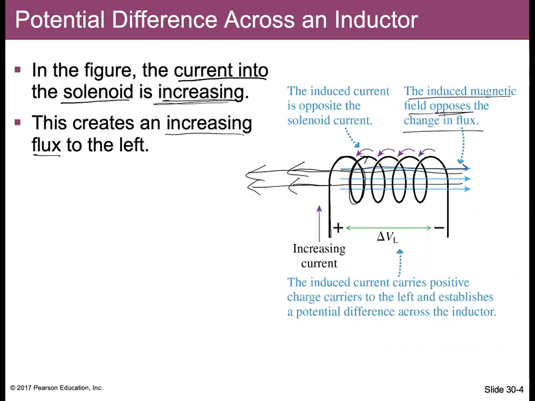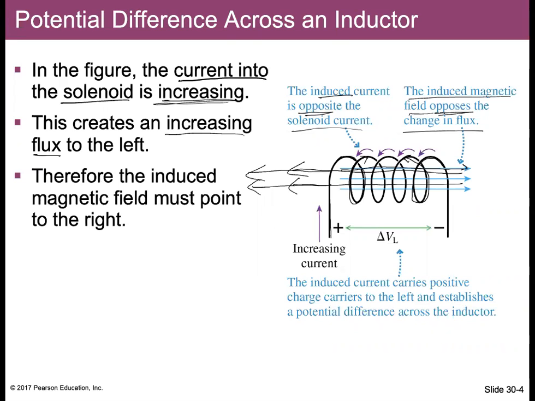And that's what these blue arrows here represent. So in order to have a magnetic field that goes to the right, if we take our handy right hands and we put our thumb in the direction facing right and curl our fingers around, we see that our current would need to go in the opposite direction. It'll go in this direction. And so the induced current is opposite the solenoid current. So therefore, the induced magnetic field must point to the right, and the current must go from right to left.